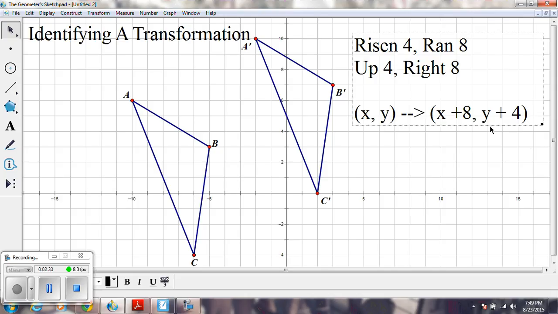In this case, they're both plus signs because I went up and right, which are positive movements, just like with slope. Those are positive movements, up and right, in slope. They're positive movements when I'm writing this translation. Had I moved left or down, you would have seen minuses here instead of plus signs. And that is identifying a translation.